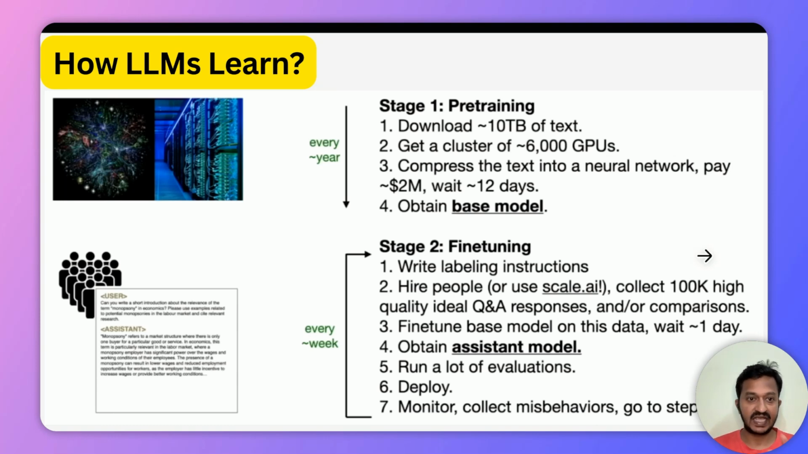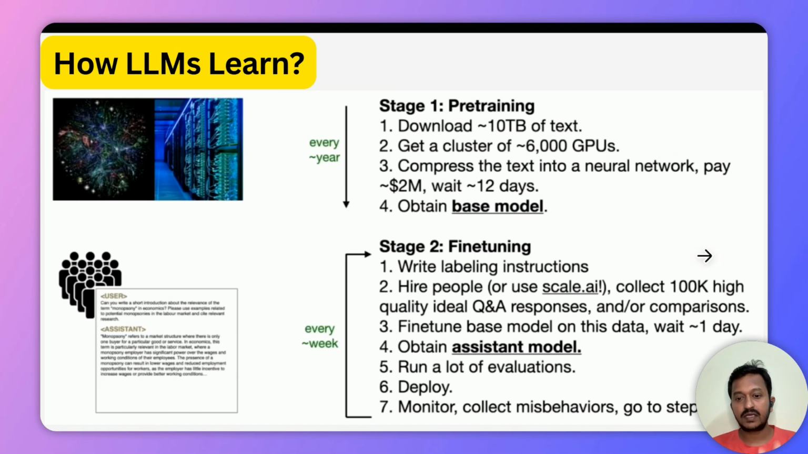You again give it some more custom data. Think, for example, you are working in the healthcare sector on a healthcare application. The LLM doesn't understand your vocabulary. That's where you need to give the LLM the context and the custom data so that it can understand the healthcare vocabulary and words. Then you fine tune, wait for a day or two, and then you obtain an assistant model that can help you.